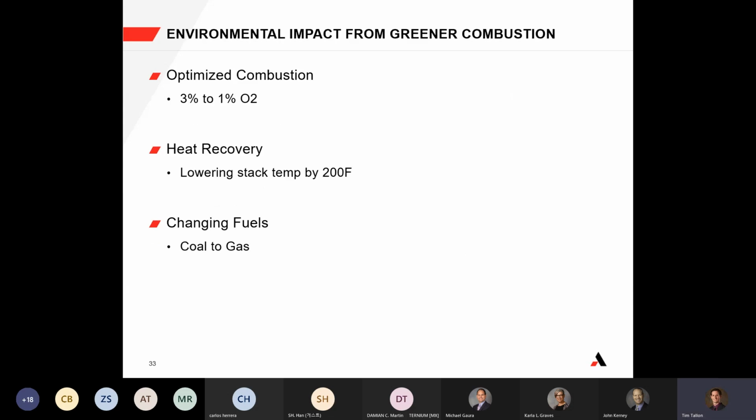Now we're going to talk a little bit about the environmental impact, and we're getting close to questions towards the end, so start getting your questions together if you have any. But I want to highlight 3 different cases for the environmental impact of greener combustion. And we're going to start with optimized combustion.